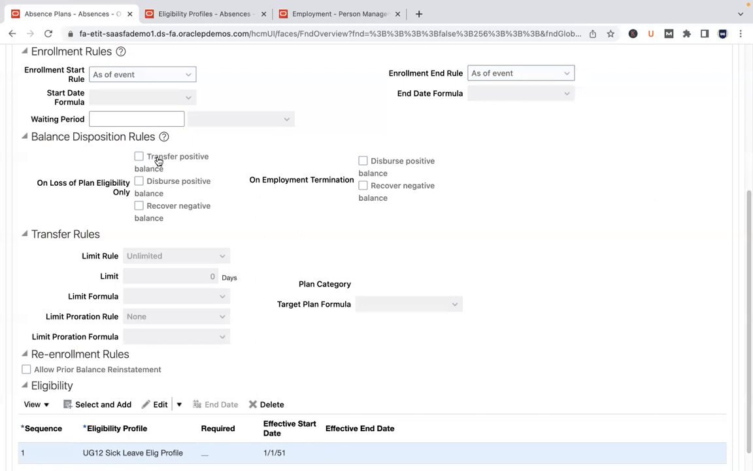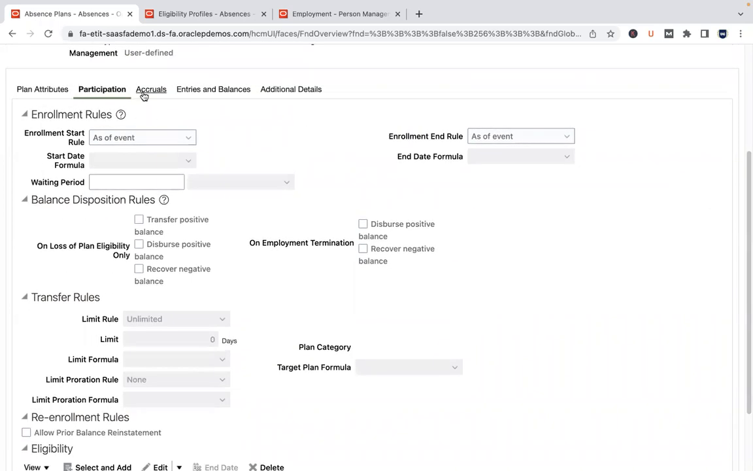So you can let them transfer balance, or disperse positive or recover negative balance, when an employee becomes ineligible for a plan. And you can also decide what needs to happen when an employee is terminated. Let's say you fired an employee in June and he has 4 unused leaves. What should happen? Should you pay him out, and recover negative balance if required? Remember, why are you seeing recover negative balance? Because when you set up approvals, you do have an option to mention whether you want to allow negative balance or not.